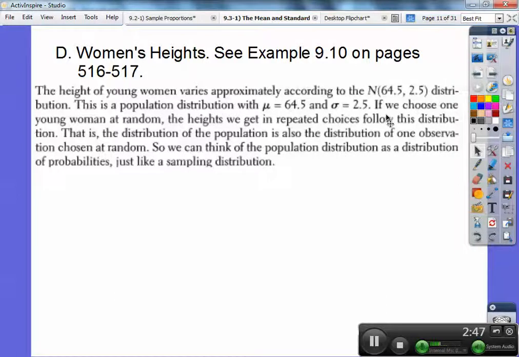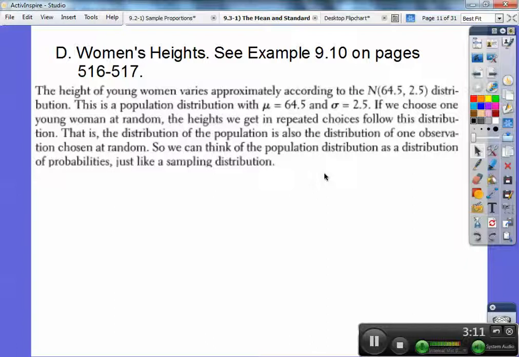So if we choose one young woman at random, just one, we're just going to use our old school formula. Then the heights we get in repeated choices follow this distribution. That is, the distribution of the population is also the distribution of observations chosen at random. We're going to use old school when we choose one woman, and I'll show you an example in just a second.